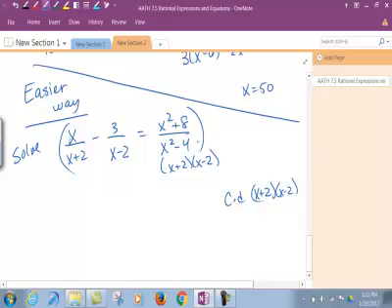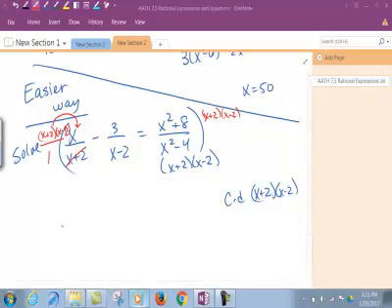Instead, what we're going to do is multiply both sides through by that common denominator. So I'm going to multiply the left and the right sides through by x plus 2, x minus 2. I'm going to start here, thinking about it as a fraction over 1. Can you see that the x plus 2 will cancel with this x plus 2? And what we have left is x times x minus 2.